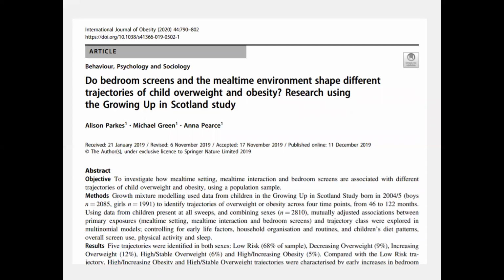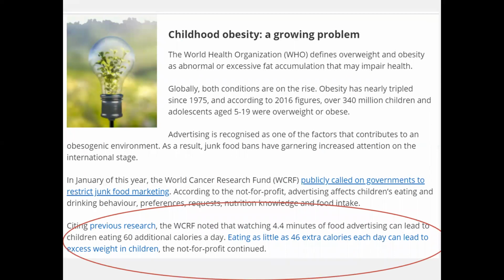So this was a study that looked at about 4,000 children in Scotland, trying to identify things that would impact obesity and being overweight and obese during childhood. And what I found when I briefly reviewed this study was that, in fact, there is no measure in here of how long a child spent watching television or how many minutes of food advertising they saw, or even how many calories they were consuming.